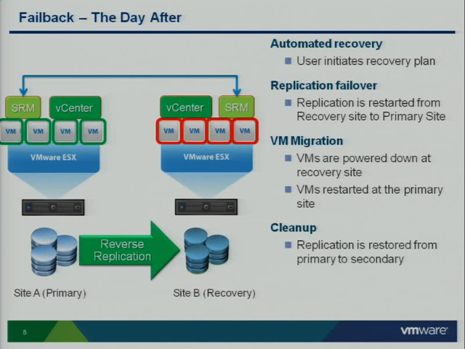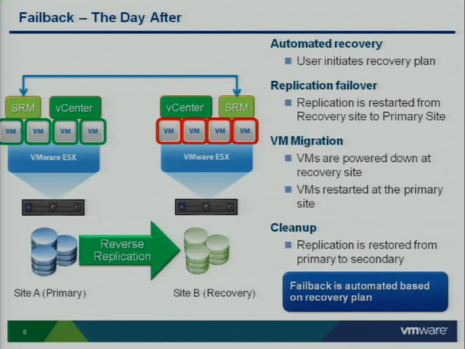And then the last thing we do is cleanup. Once you have all the virtual machines moved over, you then reverse the replication, because now your master copy actually is at the primary site. And we do this protection group by protection group, which will give you the ability of essentially running a rolling failback or a rolling failover.